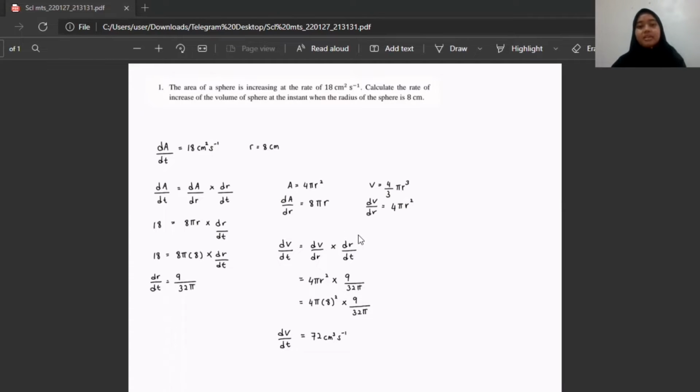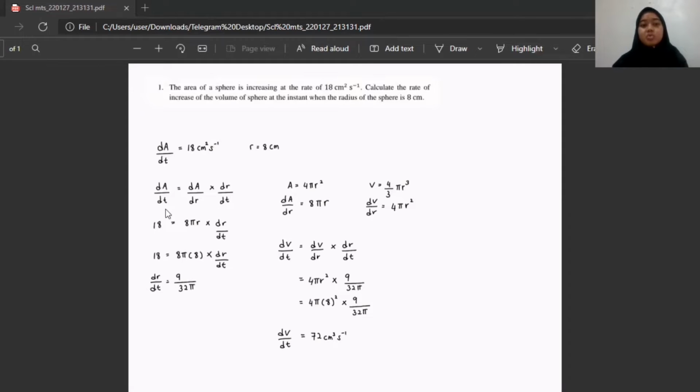We can find dr per dt from dA per dt. So we can use the chain rule for dA per dt, which is dA per dr multiplied with dr per dt. We need to find this dr per dt because we have complete information about dA per dt. The question gives dA per dt, and dA per dr we can find using the formula of the area of a sphere, which is A equals 4 pi r squared. So we differentiate this formula. So dA per dr equals 8 pi r.